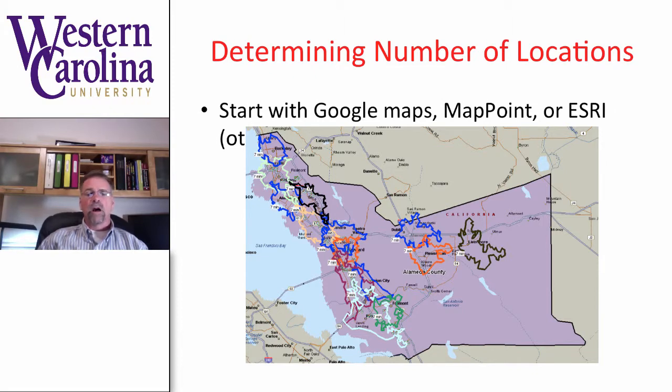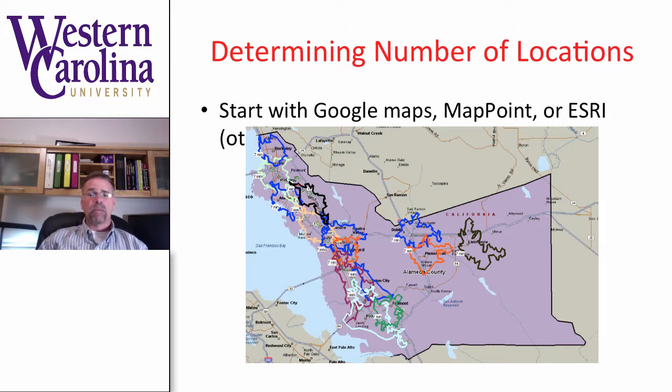So each of the different color amoebas that you see is a drive zone around a given location within that amoeba. So you can see here, you could actually use randomly created locations to determine how many you would actually need to provide the level of coverage you want to be able to provide for your community.